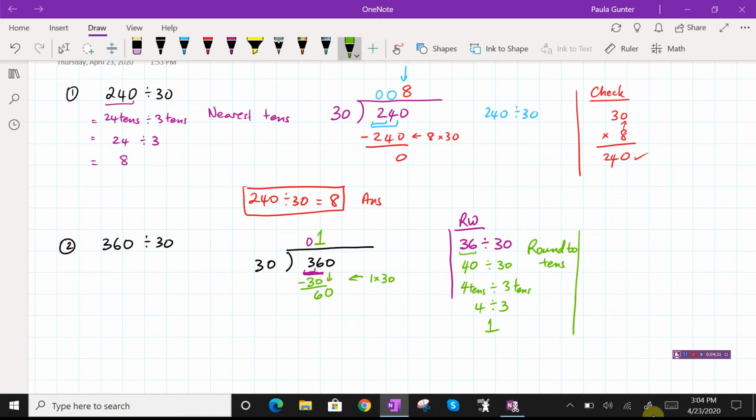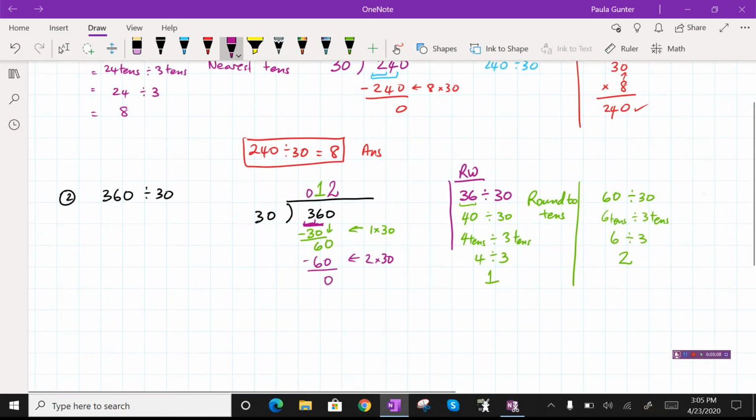Alright, we are continuing our rough work. We now have 60 divided by 30. This is good for us. It's actually already rounded to the nearest tens. So we'll have 6 tens divided by 3 tens, or simply 6 divided by 3 is 2. Right, so we should put a 2 here, we are now taking that 2 times 30 and we get 60. We subtract, and that's 0.